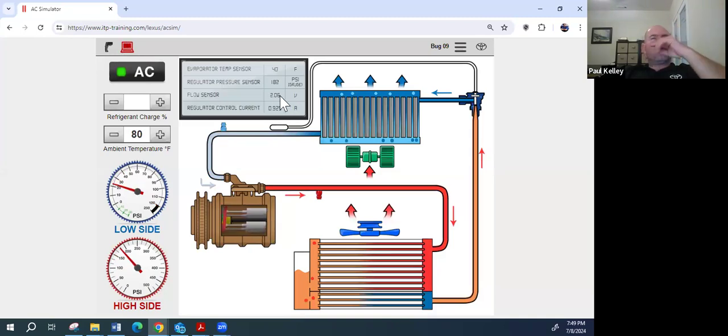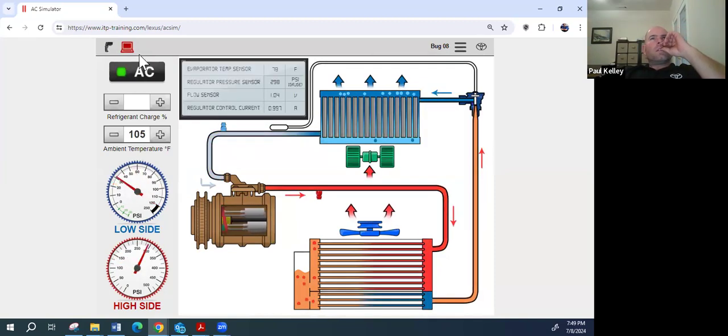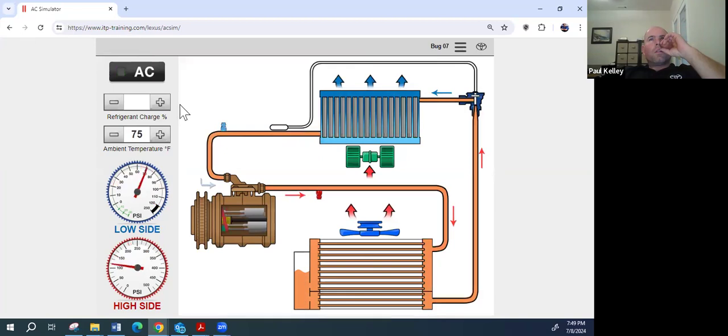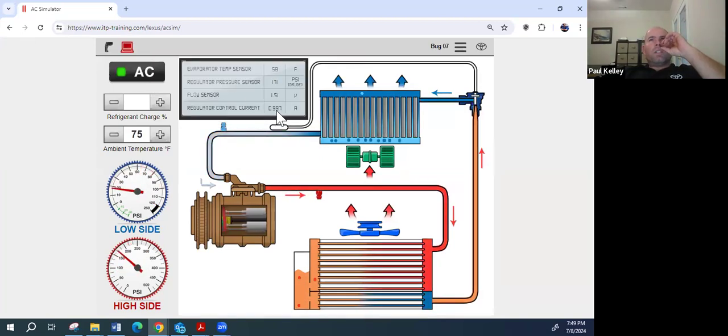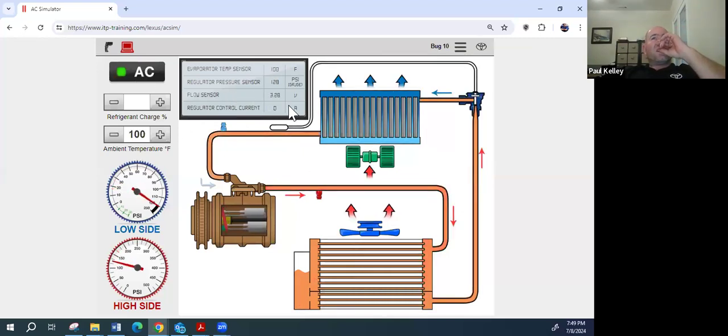This flow sensor is reading at 2 volts, and the compressor's amped up the regulator current. This one's reading at 1 volt and it's amped up the regulator current. This one's reading at 1.51 volts and it ramped up the current. And then let's go back to the fault car. This one's reading at 3.28 volts and it's commanding as a result the regulator control current to be 0.